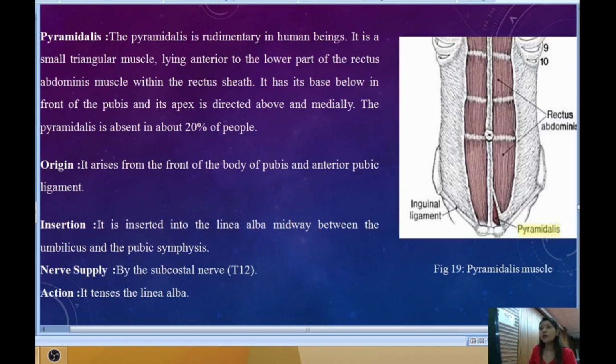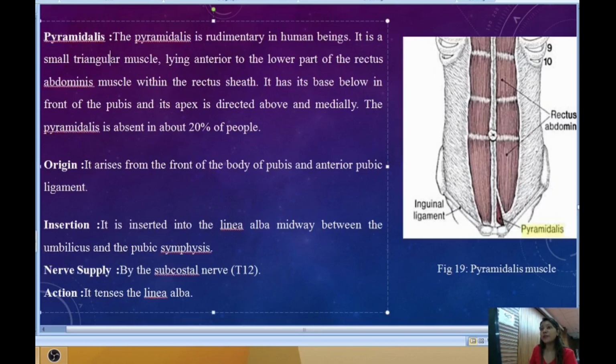Now we come to pyramidalis. Pyramidalis is a very small muscle. You can see the small muscle here, pyramidalis. It is absent in 20% of people. This is a small vertical muscle, and it is rudimentary in human beings. It is a small triangular muscle lying anterior to the lower part of rectus abdominis within the rectus sheath. It has a base below and in front of the pubis, and its apex is above and medially. The base is below and the apex is above, and it lies on the lower border of the rectus muscle.